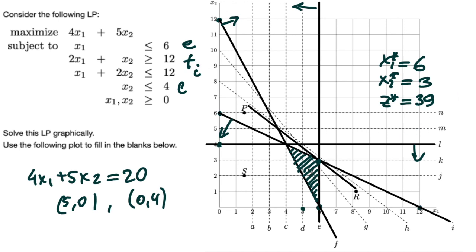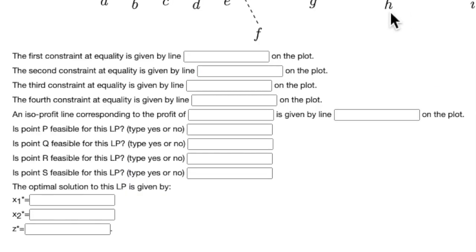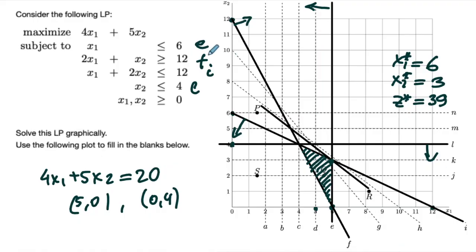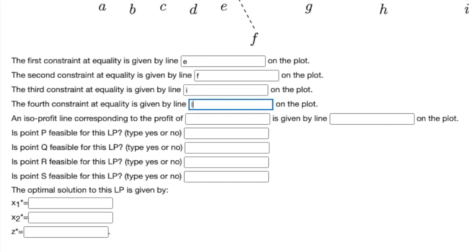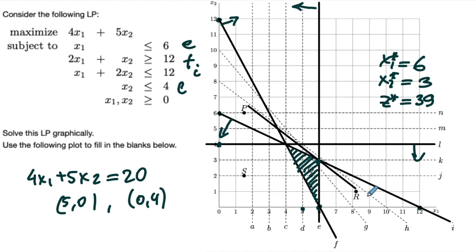So now let's answer the questions from the quiz. First, we have to answer which lines from the plot we are using here. So let's go back to our solution. So we had E, F, I, and L. The next statement is an isoprofit line corresponding to the profit of, and we need to fill in the profit, is given by the line on the plot. So this means that one of the lines on the plot is actually an isoprofit line. Going back to the plot, we can see that there is only one line on the plot that has exactly the same slope as our isoprofit line that we drew here, and this is the line H.